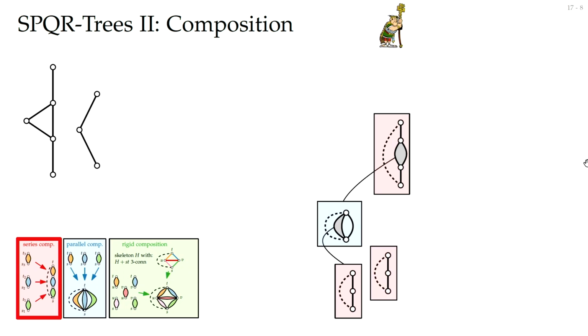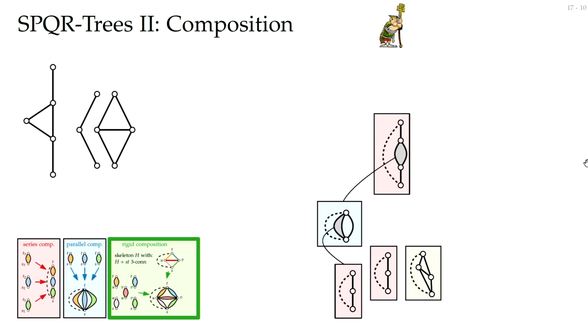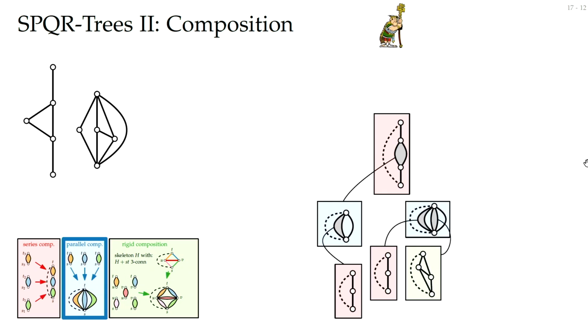Then we can do another series composition between 2 edges. We get this component. We have now 2 ST graphs. We can add another one with a rigid component. We get another ST graph from here to here. And we can now use a parallel composition on these different ST graphs. We glue these 2 together.